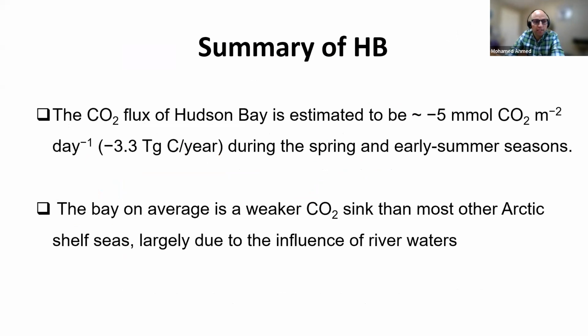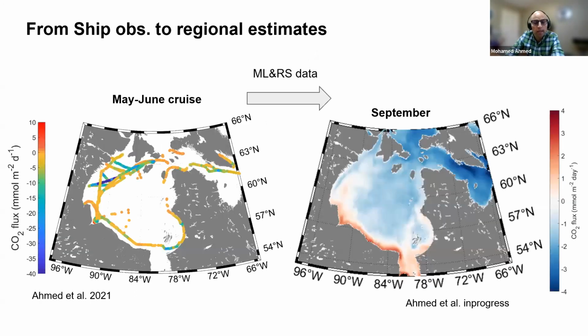So, the summary for Hudson Bay: it acted as, I would say, a low sink, estimated at -5 millimoles per square meter per day, or -3.3 teragrams of carbon per year during the time we visited the bay. The bay overall acted as a weaker sink due to the influence of river water, which causes outgassing close to shore areas.